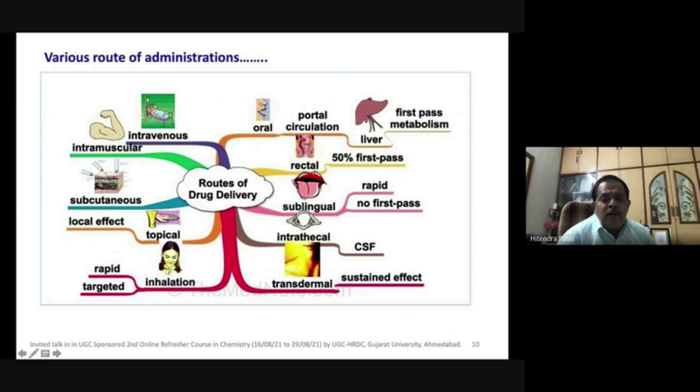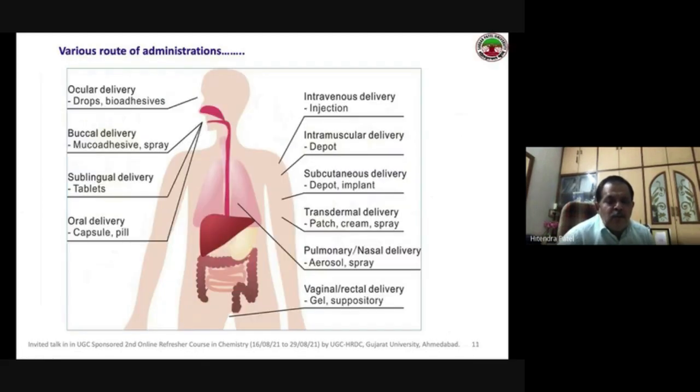Another one you can understand is intrathecal. As we know, intrathecal means the injection that is placed into the spinal cord. Another is the transdermal route of drug administration, which sustains the particular effect. So friends, this figure clarifies the important terms.